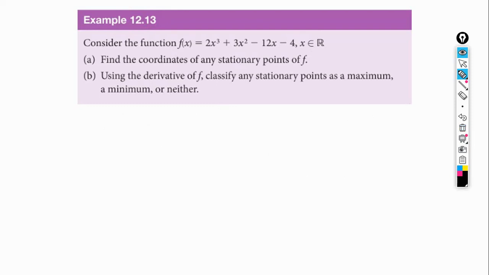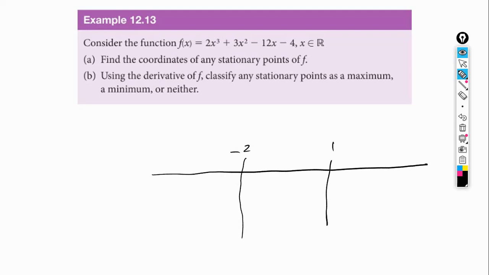Okay, so we have that x equals negative 2 is a stationary point, and so is x equals 1. So let's find out what happens between these values and before them and after them as well. For that we need to use the derivative, right? Remember that the derivative was equal to 6x squared plus 6x minus 12, and we simplified it into 6 times x plus 2 times x minus 1.